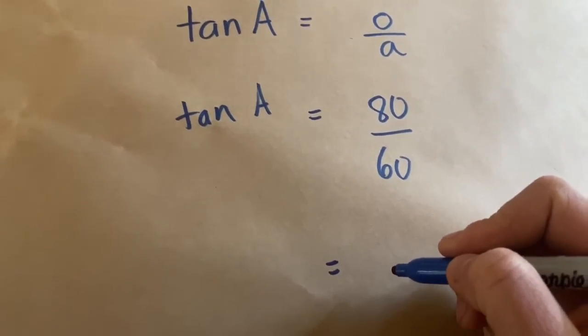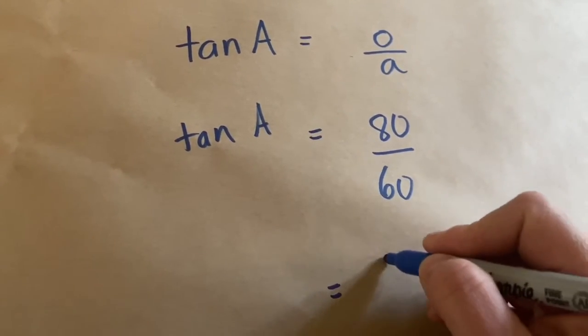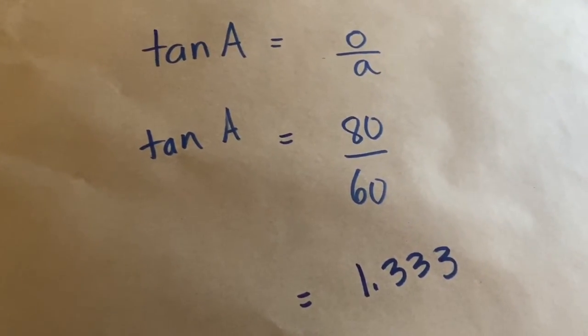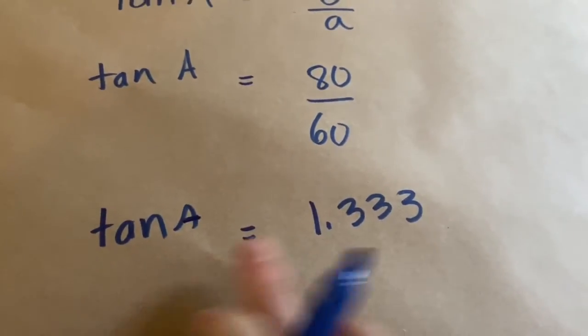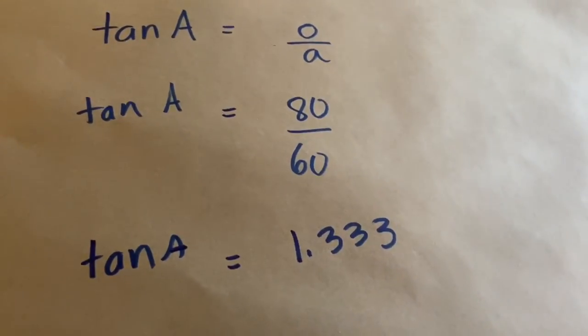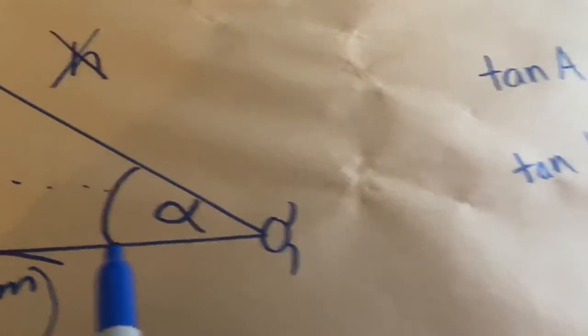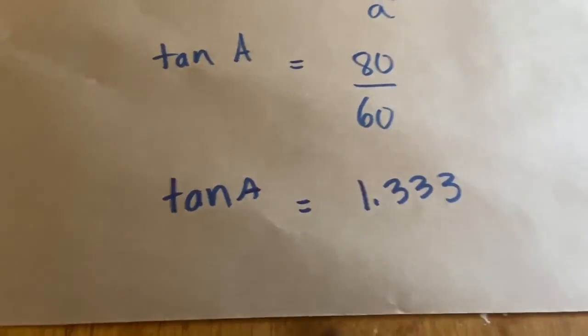If I do 80 divided by 60, that's going to give me, trying to do math in my head, 1.3333. Let me turn off the video just to check. Okay, so that means that tan of angle A is 1.33333333 forever and ever. Now we're looking for the angle, and remember the rule. When you're looking for the angle, you need to press the second or the shift button first.